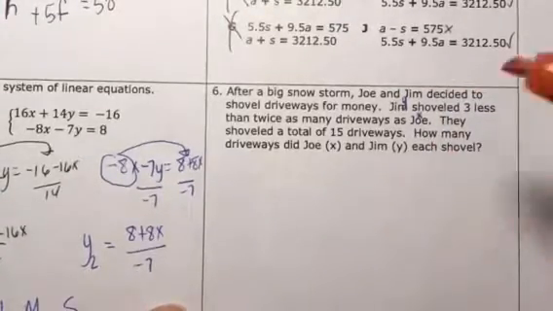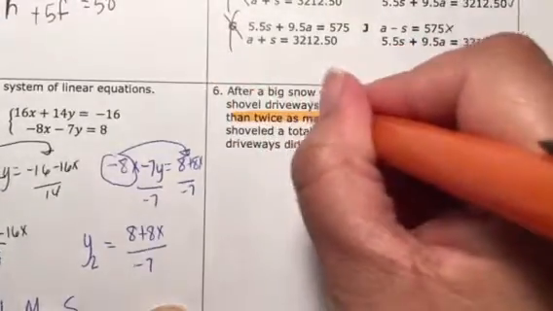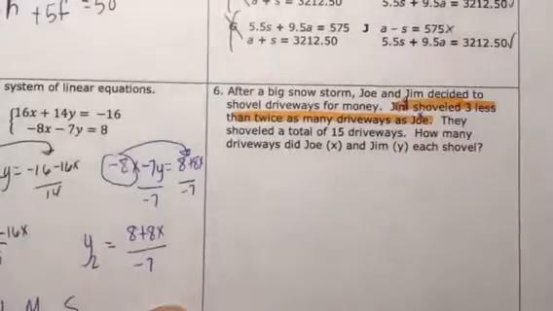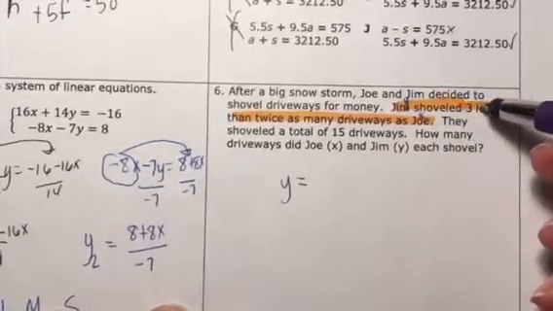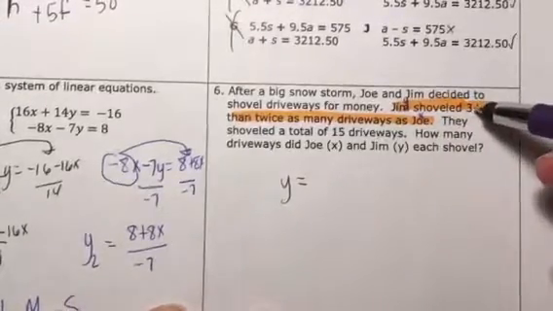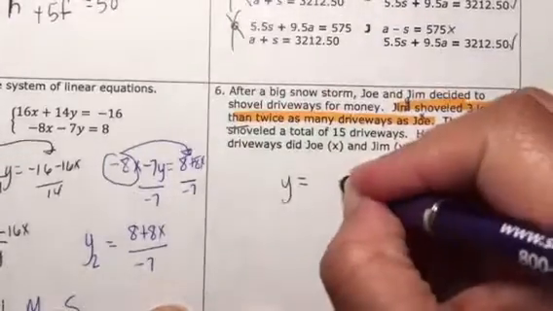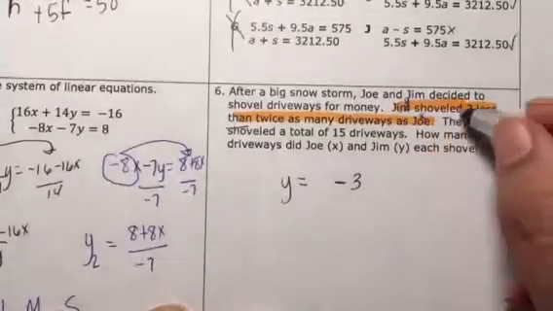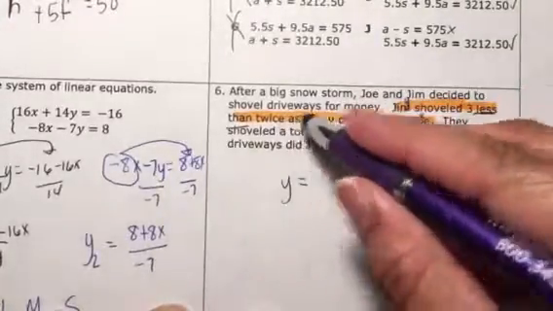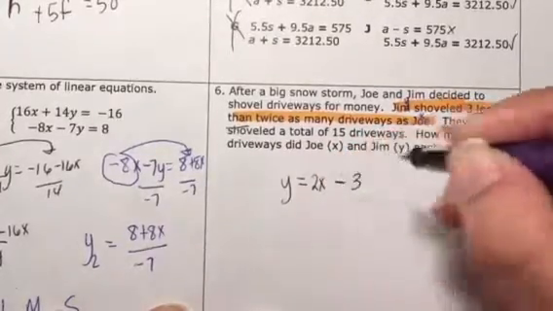So here's our first equation. Jim is mentioned first, so Y equals what comes next. This "less than" should remind you that that's a switch word. We are subtracting. We're going to subtract 3 from this. And then twice as many as Joe: twice meaning 2 and Joe meaning X.